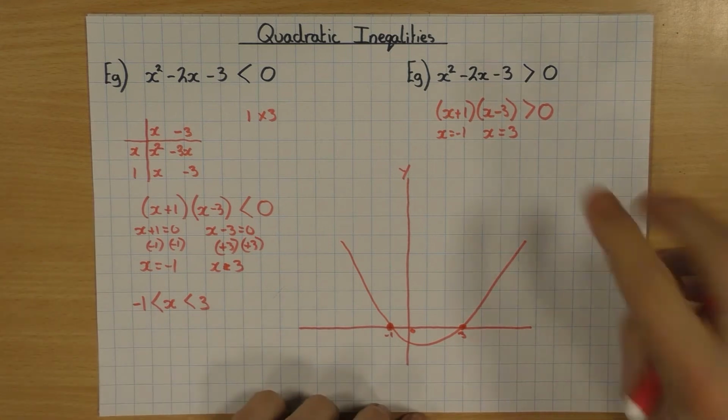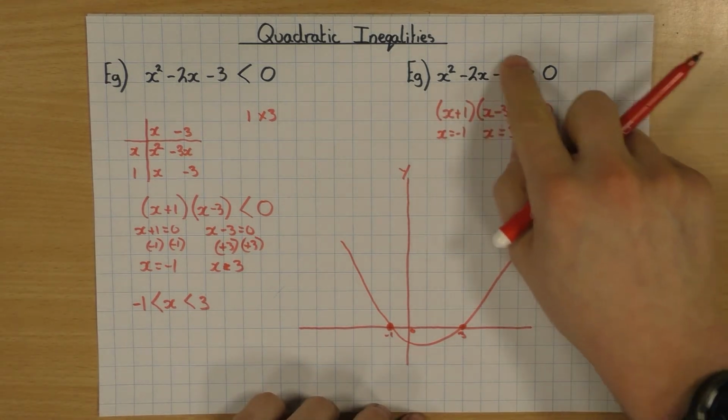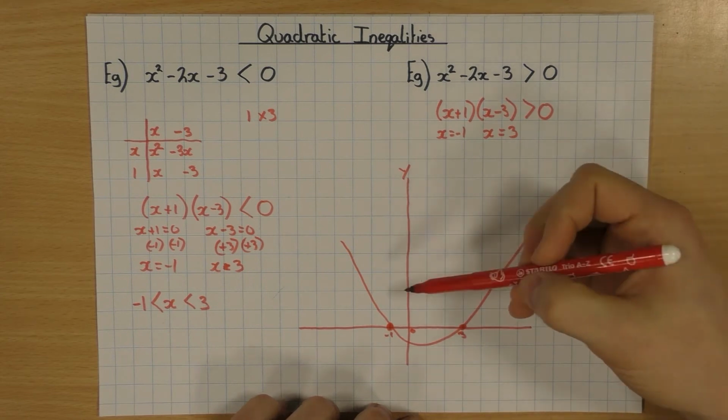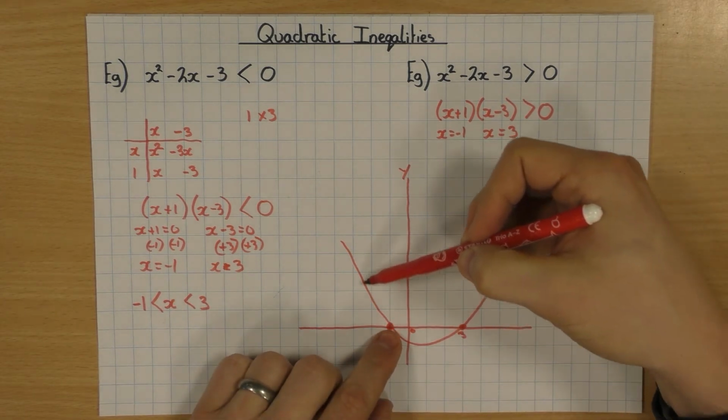And the other thing you could be doing, if the inequality was the other way around, we're saying, okay, well, when is it greater than 0? Well, we've got two options. When the curve is greater than 0, we're looking at this part here.